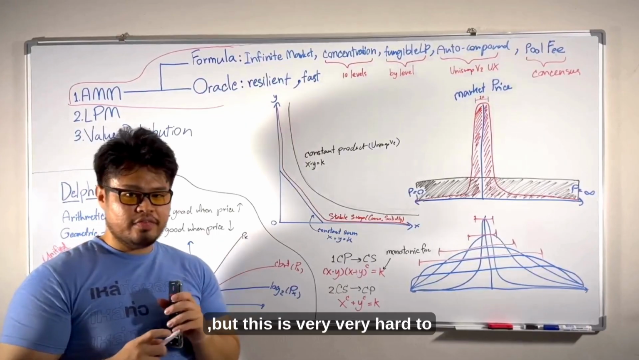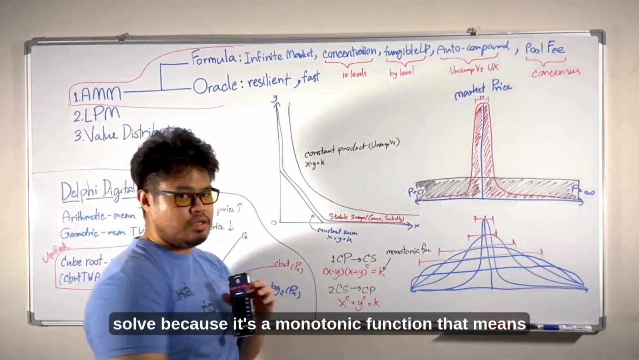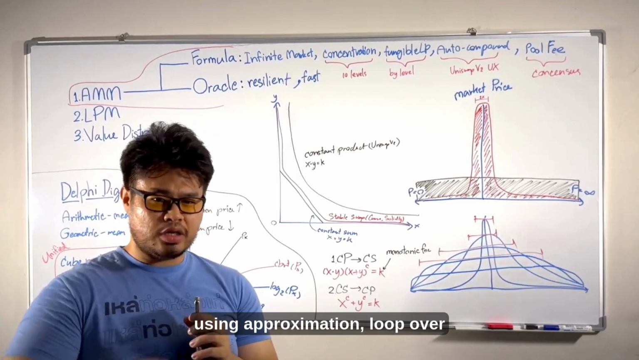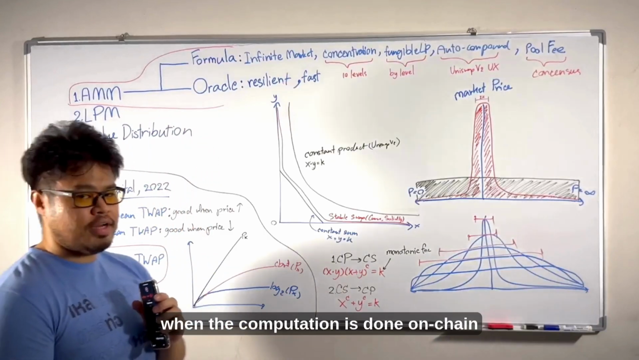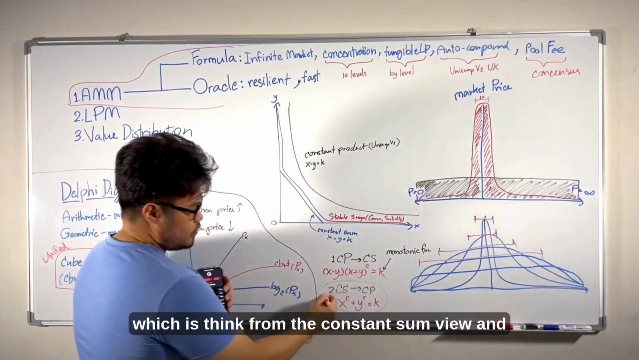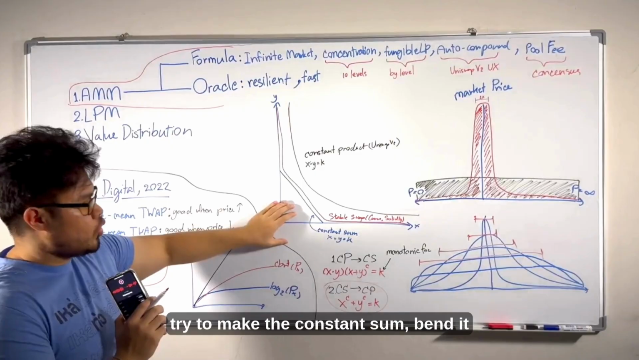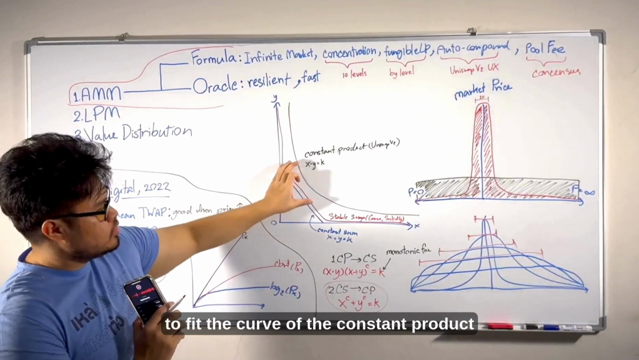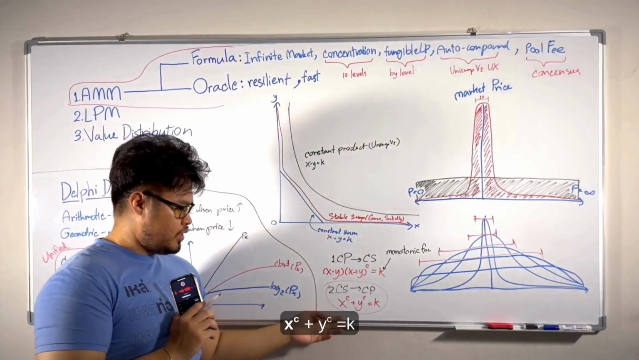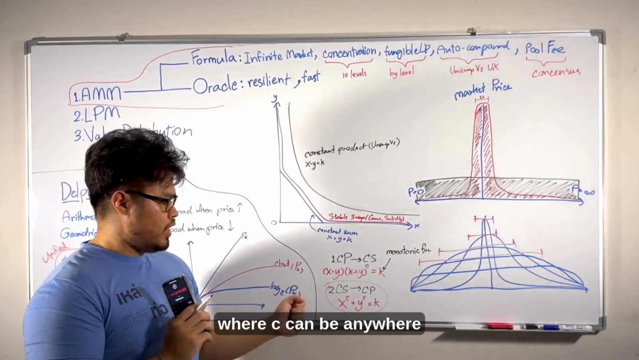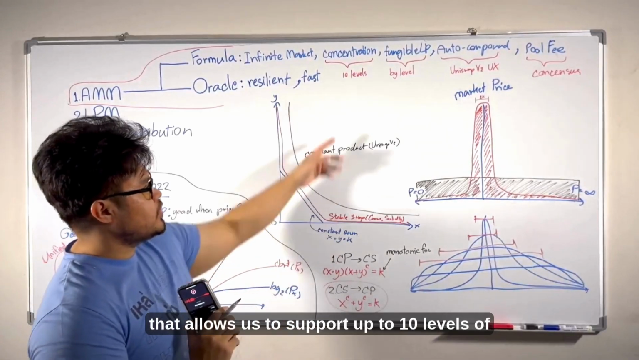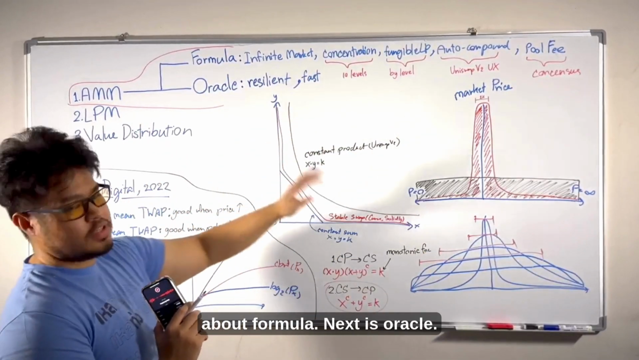But this is very hard to solve because it's a monotonic function. That means you have to solve for k using approximation loops over and over, and that's not efficient when the computation is done on chain. So we thought of another way, which is to think from the constant sum view and try to bend the constant sum to fit the curve of the constant product. This way we get this formula: x to the power c plus y to the power c equals k, where c can be anywhere from 0.1 to 0.99. That allows us to support up to 10 levels of concentration. So that's the first one, about the formula.